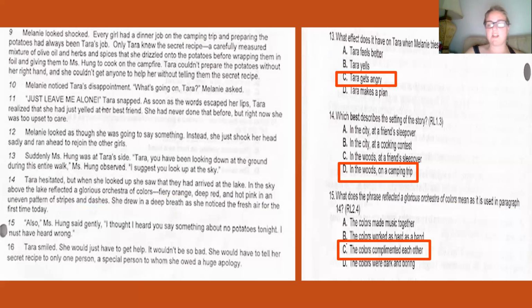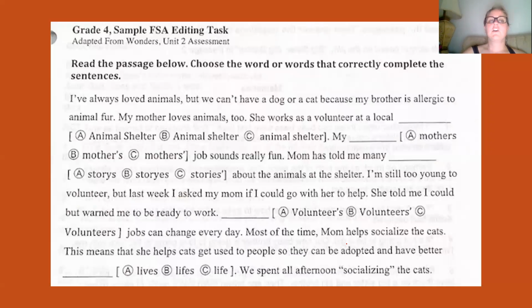And this just shows us our answers. Okay, so now you're going to see this on FSA, you're going to see this on Benchmark. I know you saw it last year. So this is where we practice our grammar. So we're going to read through the whole thing and we're going to pick out our answers as we go along. And we're going to talk about why these are the answers.